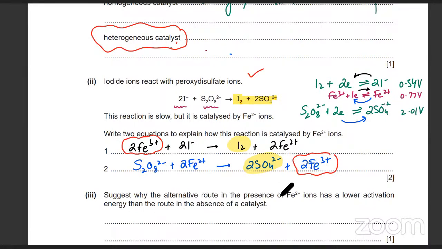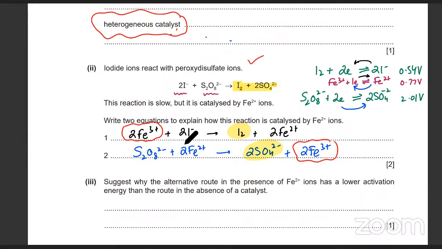Suggest why the alternative route in the presence of Fe2 plus ions has a lower activation energy. So we talked about that. The two ions were negative, so they were not reacting with each other, but now the ions are oppositely charged, which is why they're going to be attracted to each other. They're going to have a lot more collisions in this case. Clear?